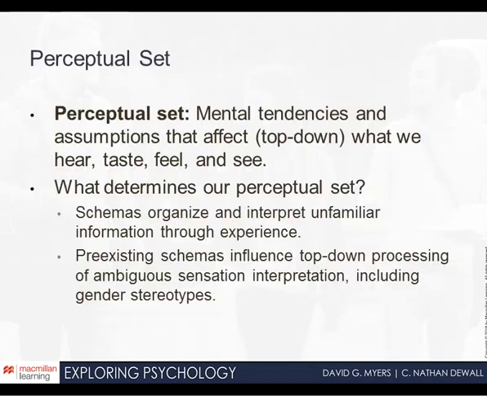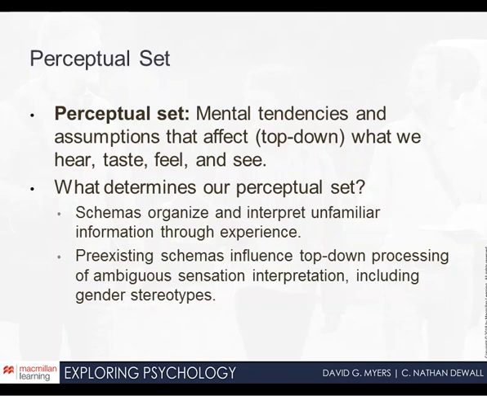Now let's look at the idea of perceptual set. Perceptual set: mental tendencies and assumptions that affect, top-down, what we hear, taste, feel, and see. What determines our perceptual set? Schemas, which we've talked about previously, organize and interpret unfamiliar information through experience. Pre-existing schemas influence our top-down processing of ambiguous sensation, interpretation, including gender stereotypes.